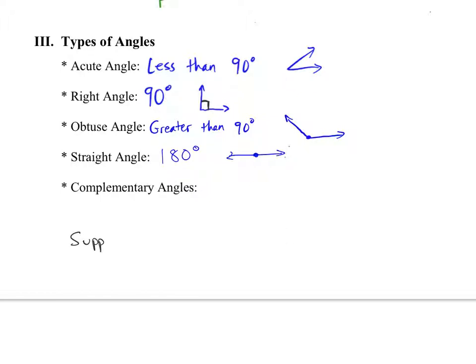So I'm going to write supplementary here. I wouldn't if I were you. Alphabetically, what comes first, C or S? C comes before S, so complementary alphabetically comes before supplementary. What comes first, 90 or 180? 90. So complementary is going to be the 90-degree one, and supplementary is going to be the 180-degree one. So let's write out complementary then. It's two angles whose sum is 90 degrees.